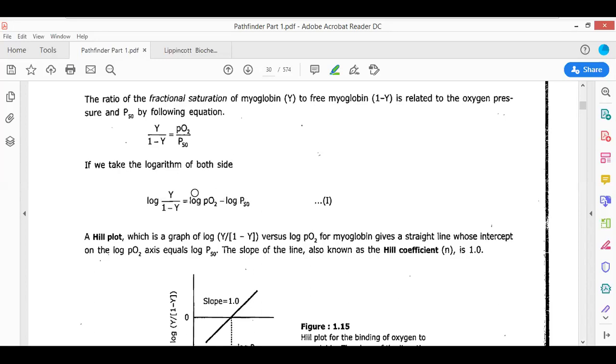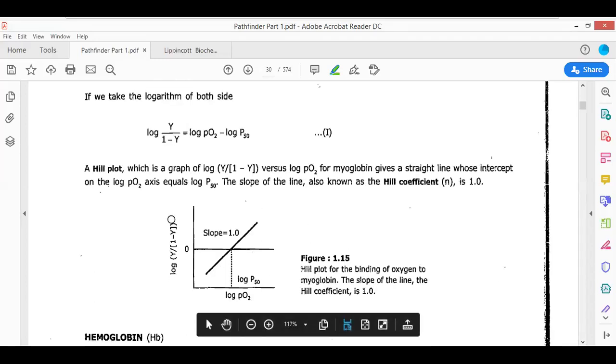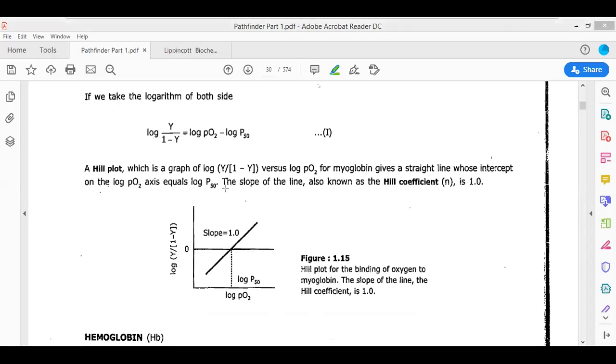And they made a plot, and this plot was referred to as the Hill plot. The coefficient was called the Hill coefficient. This slope was referred to as the Hill coefficient. It had a value of n equal to 1. That is the Hill coefficient. Now you look at this structure.